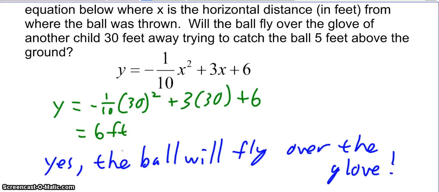So, and the kid's trying to catch it at 5 feet. Maybe he jumps, I guess, but assuming he doesn't, or maybe 5 feet is the highest he can jump, who knows. The answer to the question would be yes, the ball will fly over the glove because 6 is higher than 5. Exclamation point, because we're excited about it.